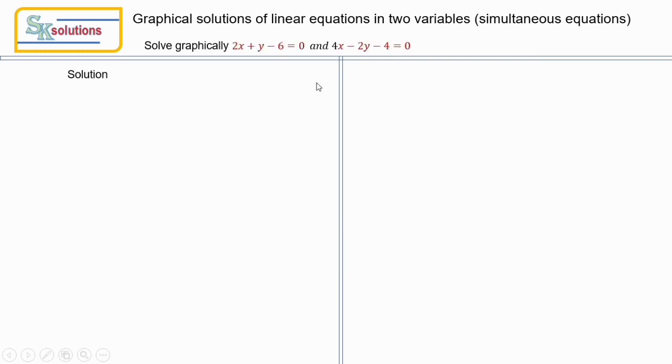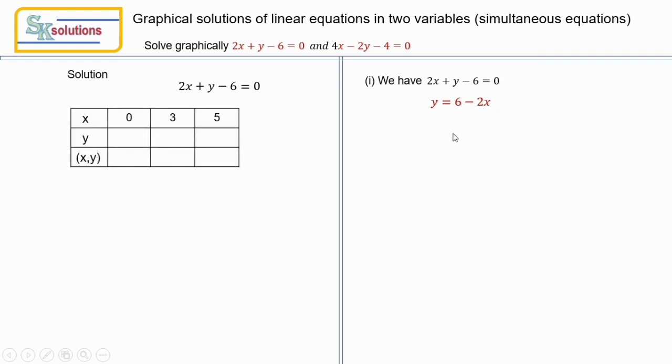Okay, we will take up the fourth example here. 2x plus y minus 6 is equal to 0 and 4x minus 2y minus 4 is equal to 0. The first equation is 2x plus y minus 6 is equal to 0. So rearranging, we get y is equal to 6 minus 2x, and we will fill up this table here for the values of x as 0, 3 and 5.